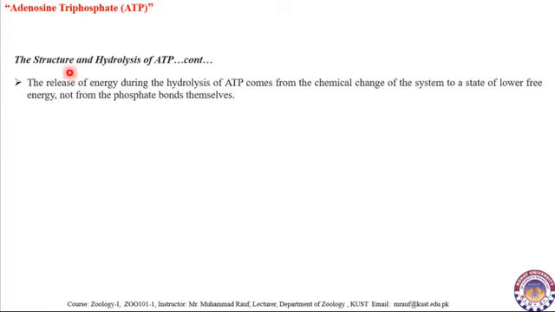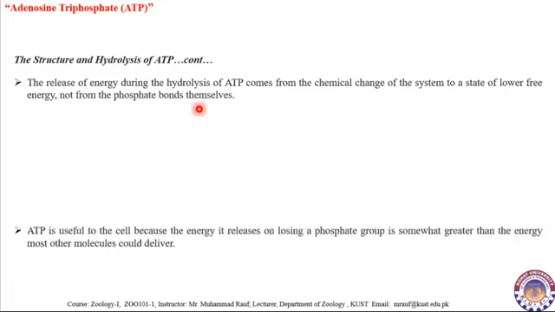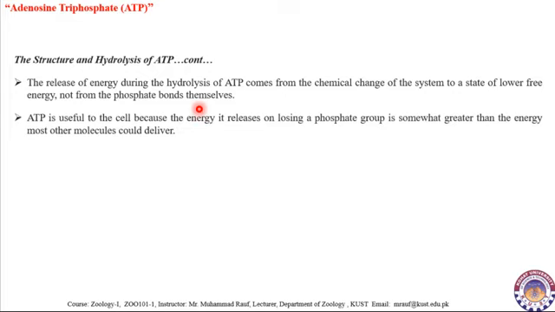Now, the release of energy during the hydrolysis of ATP comes from the chemical change of the system to a state of lower free energy, not from the phosphate bonds themselves. So ATP is useful to the cell because the energy it releases on losing a phosphate group is somewhat greater than the energy most other molecules could deliver. That's why, because of that reason, it is regarded as the energy currency of the cell and a remarkable energy carrier.